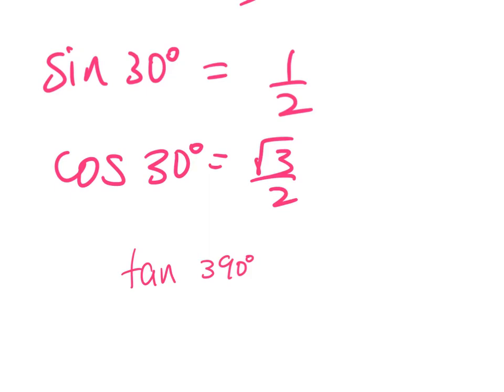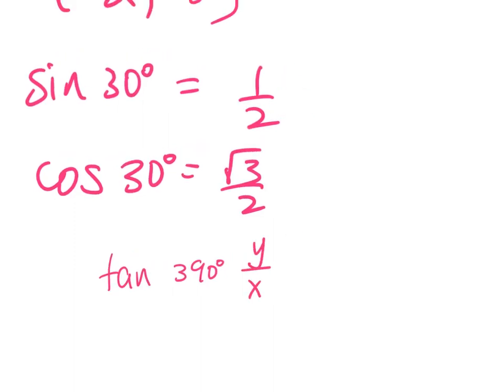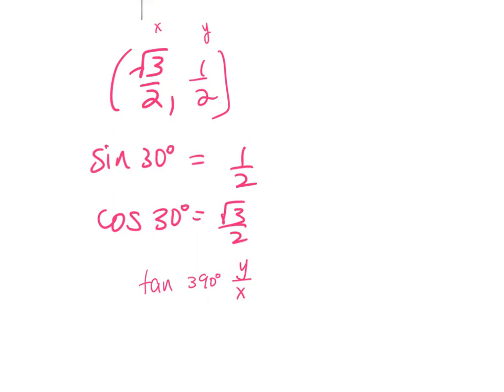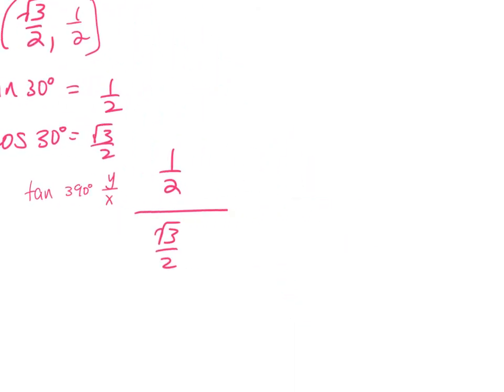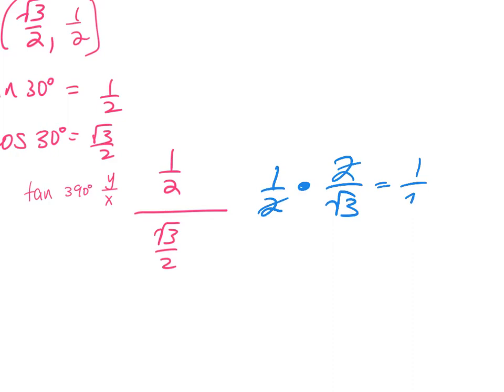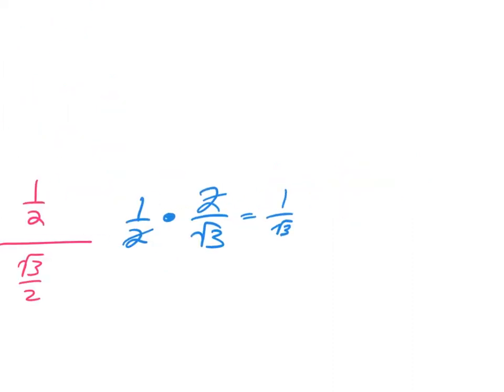Tangent. Y over x. So what is the y value of this ordered pair? 1/2 divided by, what's the x value? Root 3 over 2. Guys, you had to divide fractions? Keep, change. So 1/2 times, when I flip root 3 over 2, it becomes 2 over root 3, right? What happens to my 2's? So I'm left with 1 over root 3. Am I allowed to have that? What do I have to do? I've got to rationalize. So my answer is root 3 over 3.